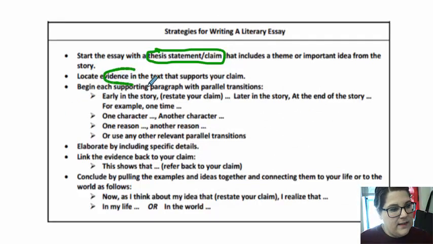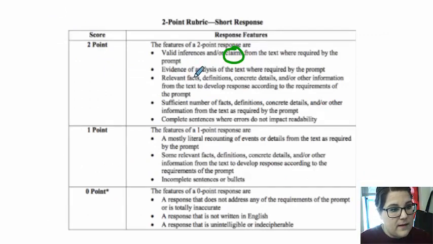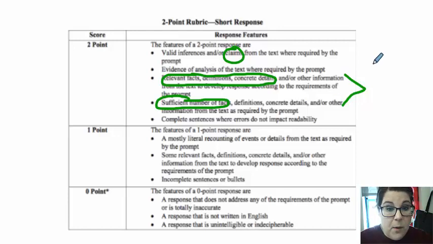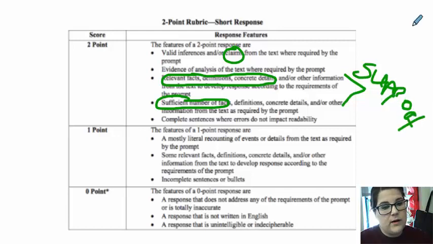Locate evidence in the text that supports your claim. Check this out. Facts, definitions, details, right? And you need enough of them to support your claim. So you need evidence to support your claim. So already, look at all those similarities. So what we're going to be doing on these 2-point responses, it's not drastically different from what you've been doing in a literary essay. In fact, it's just quite a bit shorter.